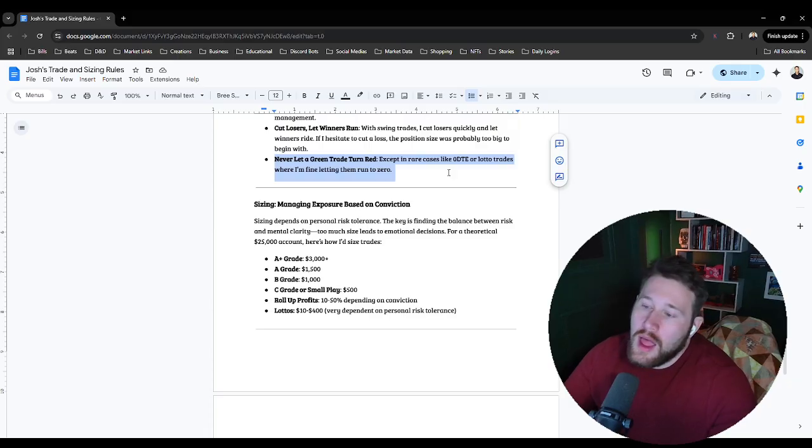That sounds about right. Lottos and $10 to $400, right? When you're taking a lotto, you're literally just saying there's really nothing on the market that's giving me an edge that tells me that this could play out, but I think it could happen.